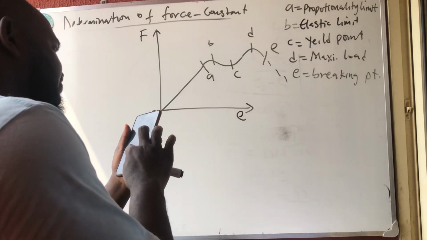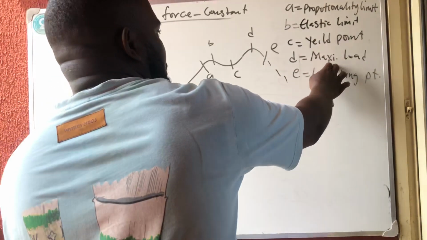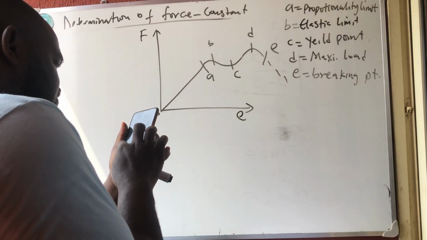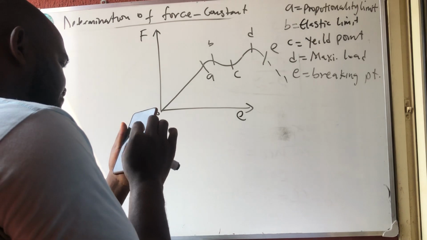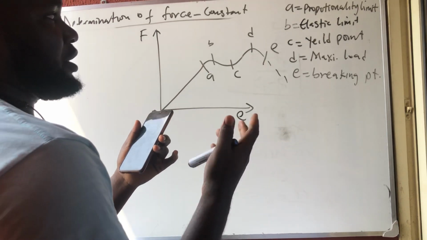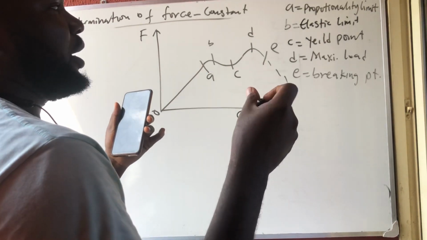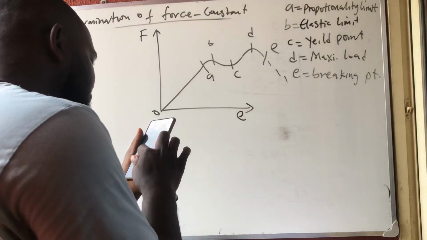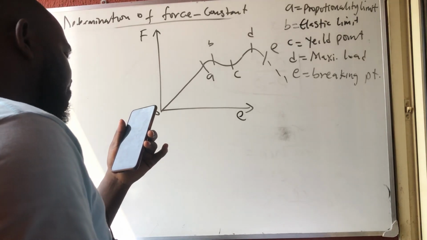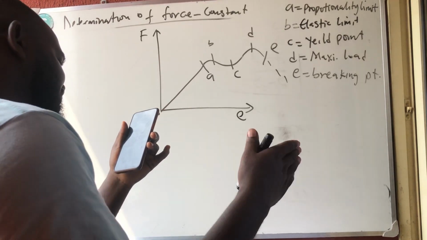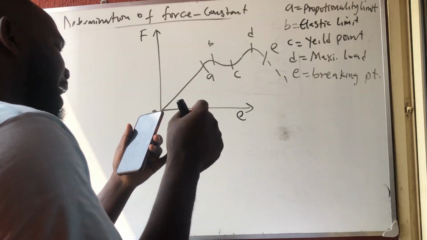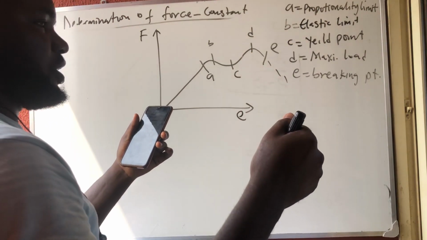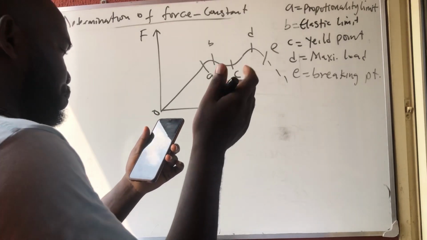The last point, the breaking point. At maximum load, the highest load or force that material can take is called the maximum load. Finally, the breaking point is the point at which the elastic material breaks up by a further application of force. Once it gets to this D, it has taken the maximum force it can take. If you apply any force again, it will break.